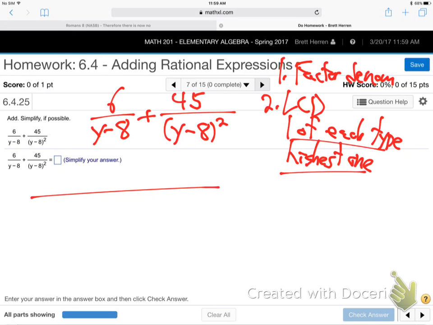Remember when I wrote that? I said you take one of each type. You're going to take a y minus 8, and that's all you're going to take because that's the only type. But which one are you going to take? You're not going to take them both. You're only going to take one of those. Which one? The higher one, the squared. Does that make sense? Everybody see that? You're only taking one of them, but you're taking the higher one, the higher power.